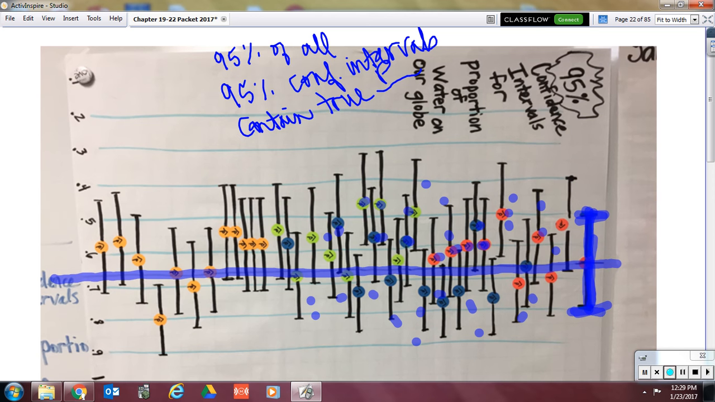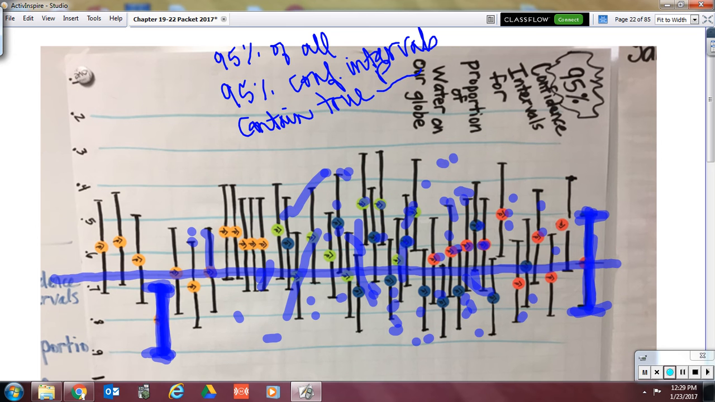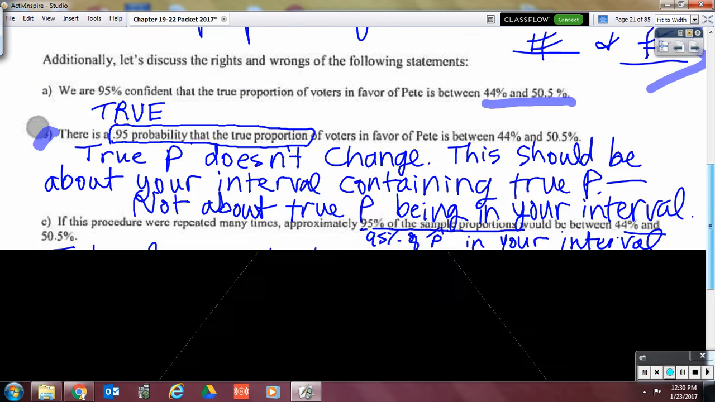Like this one was a really good example. Here was an outlier interval. Are you telling me you can say, what happens if this was the interval that you had gotten? Can you say 95% of all of these P hats are in your interval? No. It's not about other samples being in your sample result. Okay, so that's what's wrong with that one.